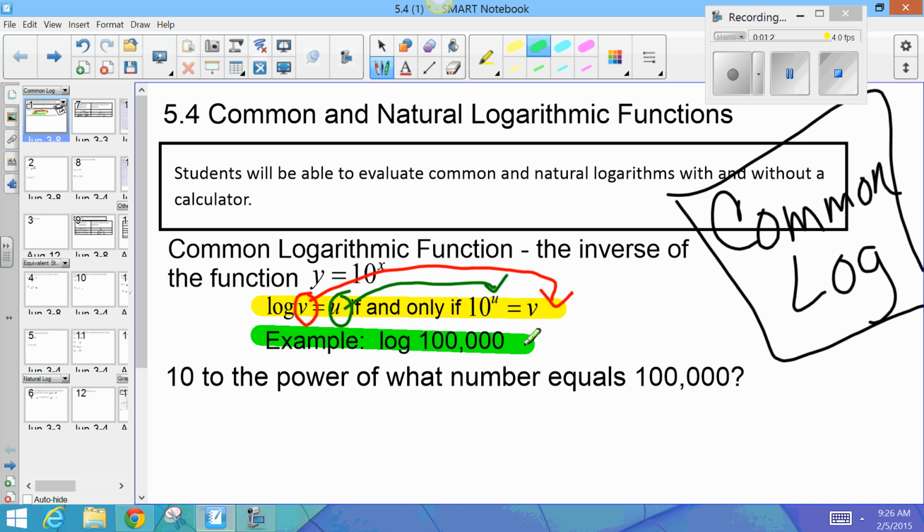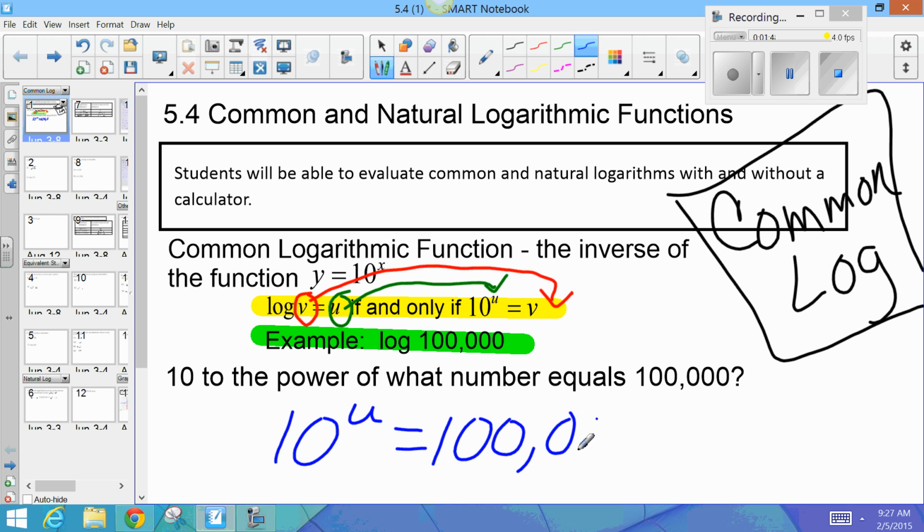There's my example. So I want to take the log of 100,000. Well, we have to think about the definition of log. What does that mean? What that means is that I've got 10 to the power of some number, and I want to say that equals 100,000. Okay, so these two statements are equivalent. Taking the log of 100,000 is asking us, well, what is u? Okay, 10 to the power of what equals 100,000?